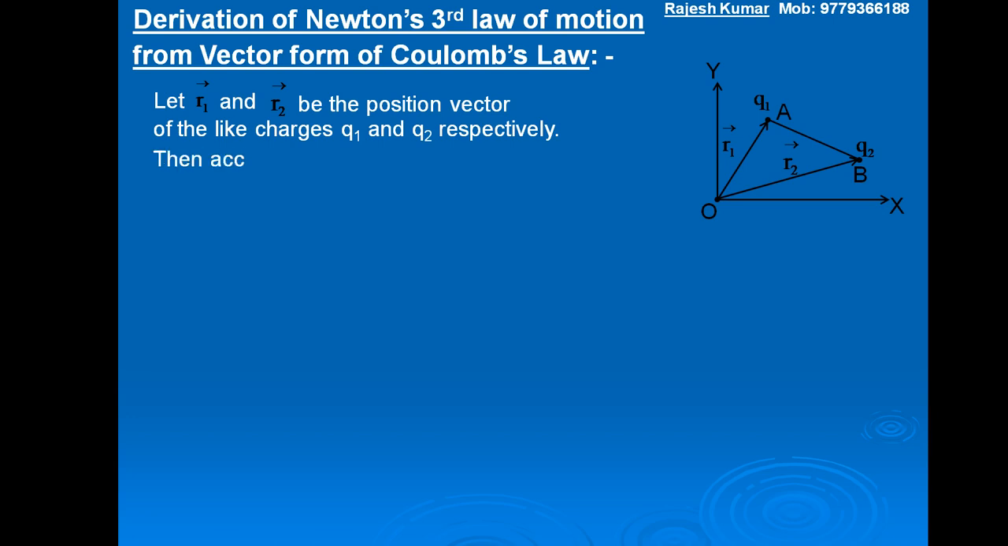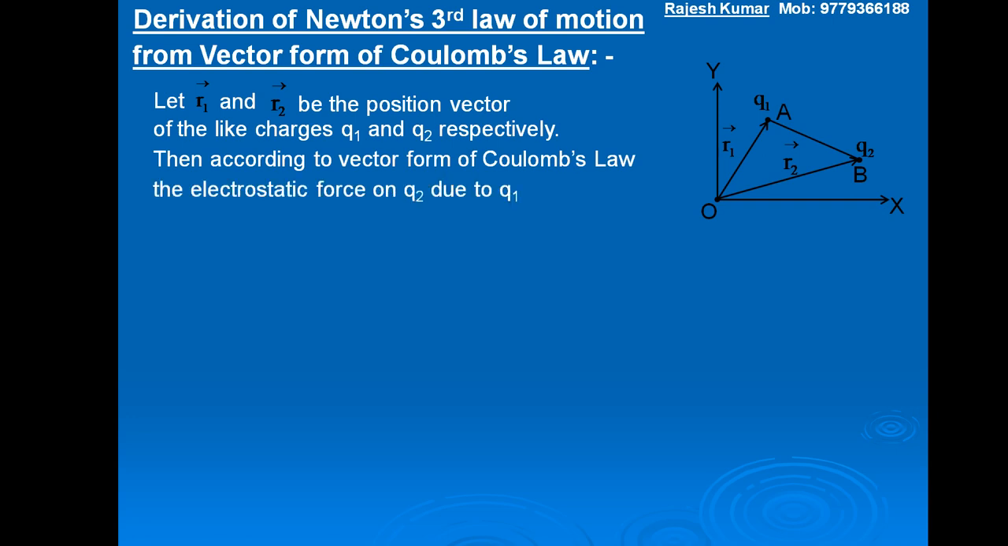Join AB. Then according to vector form of Coulomb's law, the electrostatic force on Q2 due to Q1, see in the diagram, that is force F21 vector, is given by F21 vector is equal to 1/4 pi epsilon naught into Q1 Q2 upon mod cube of R2 vector minus R1 vector into R2 vector minus R1 vector. Let it be equation number 1.